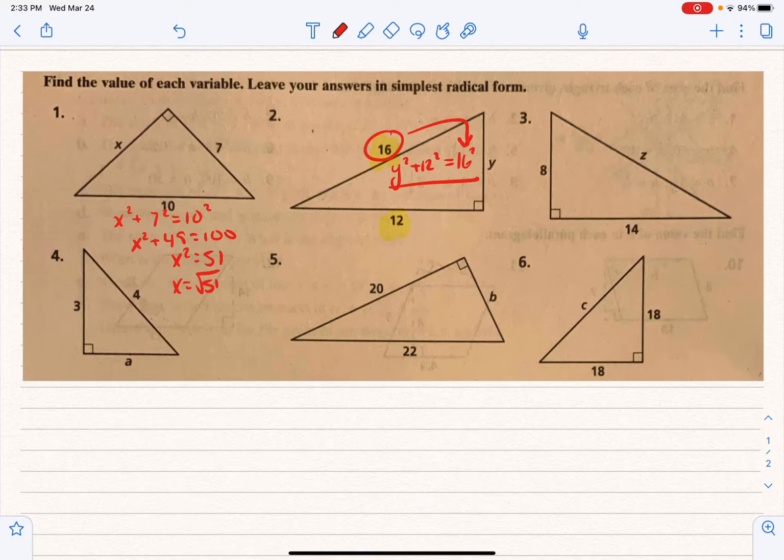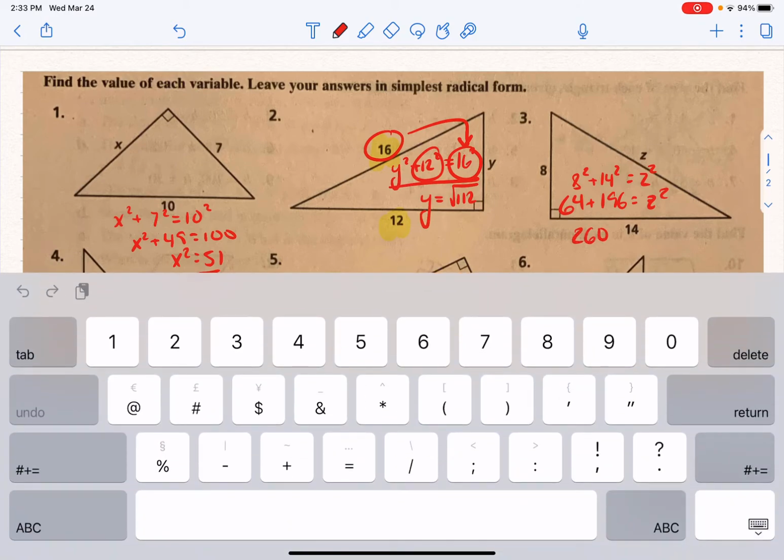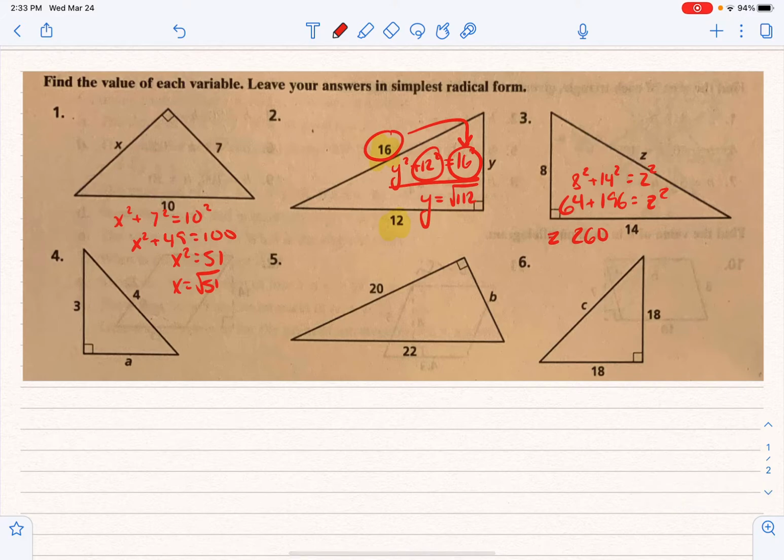Okay, and so for this one, you square it and you're going to get 256 for 16 squared. You're going to get 144 for 12 squared. And when you subtract that, you get y is equal to the square root of 112. All right, for this next one, you should have 8 squared plus 14 squared equals z squared. So that's 64 plus 196 is equal to z squared. If you add those up, we get 260. And that's not what z is, but that's what z squared is. So therefore, z is equal to the square root of 260.